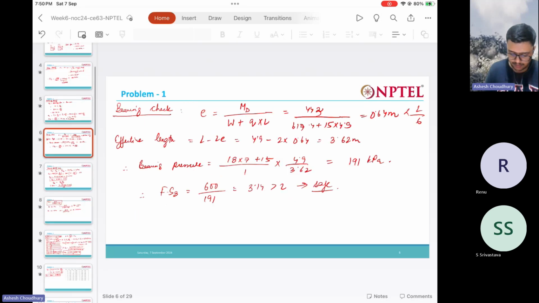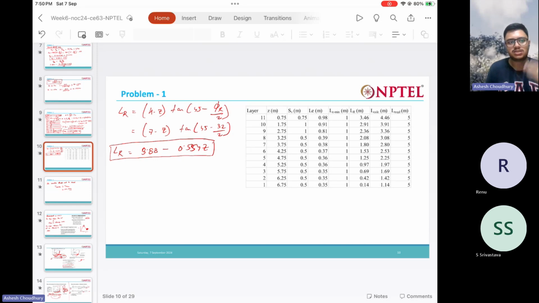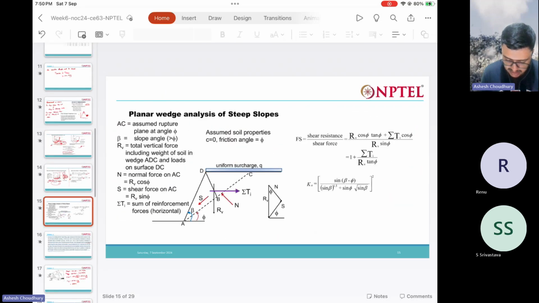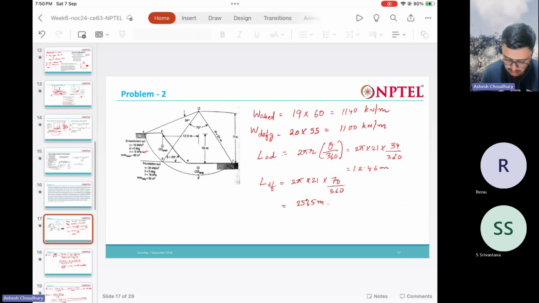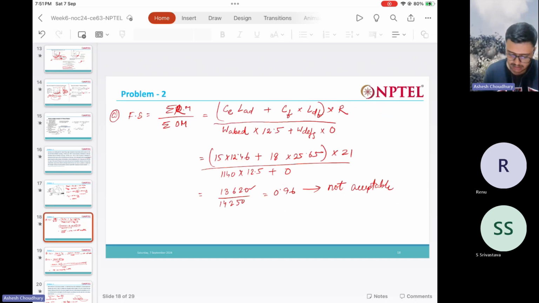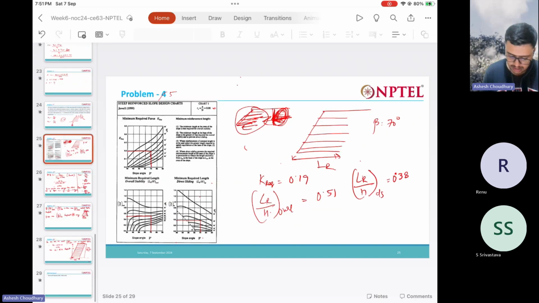Then try to solve these problems again by yourselves. I tried to incorporate the seismic forces and all these things. Then we saw design problems, then we solved some easy problems on calculating the factor of safety of reinforced embankments. All these things we did. Simple only.